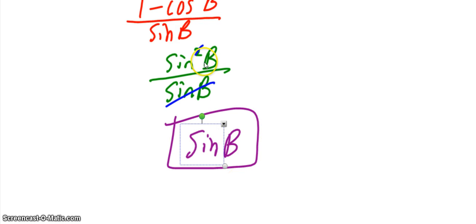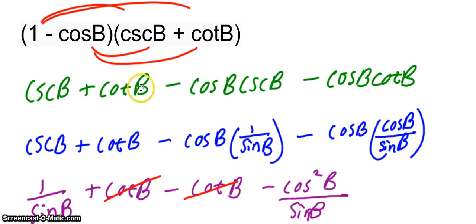Next one. I want you to try this on your own. You're simplifying. Pause the video. Simplify. Unpause when you're ready to check. Okay, so assuming I did my work right, I ended up with sine of b. How did I get that? Well, first, I just distributed. I didn't see anything that was going to simplify right away.